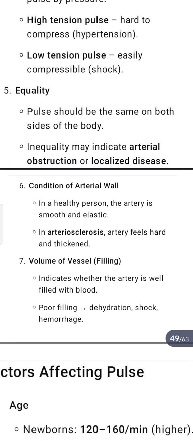And equality, how is this? Pulse should be the same on both sides of the body. So this is all the characteristics of pulse, that the pulse should be the same on both sides of the body. Inequality may indicate arterial obstruction or localized disease.